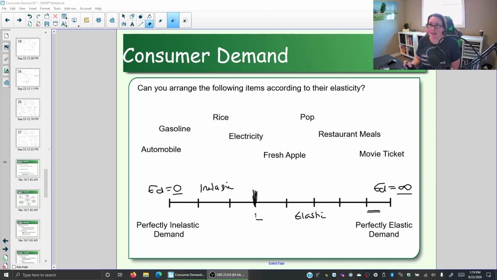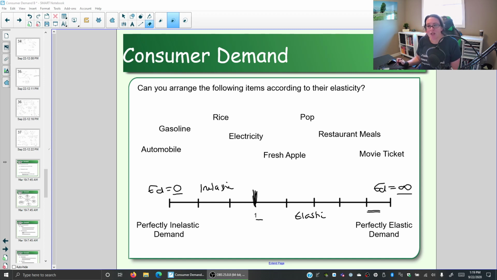We know from this continuum that if your elasticity coefficient is between 0 and 1, you have inelastic demand. And between 1 and infinity, you have elastic demand. What we want to look at now are the properties or characteristics that would make a particular product more likely to have elastic or inelastic demand. In the activity you did in class, you took the items that you see here and you arranged them from perfectly inelastic to perfectly elastic along the continuum. So you were looking at how they compare to each other.